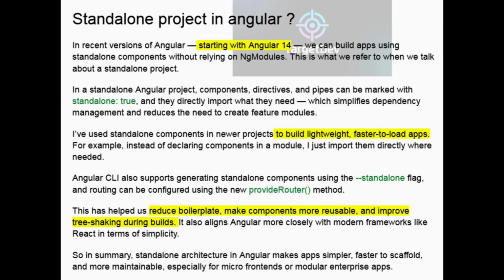Angular CLI also supports generating standalone components using the standalone flag, and routing can be configured using the new provideRouter method. This has helped us reduce boilerplate, make components more reusable, and improve tree shaking during builds. It also aligns Angular more closely with modern frameworks like React in terms of simplicity.